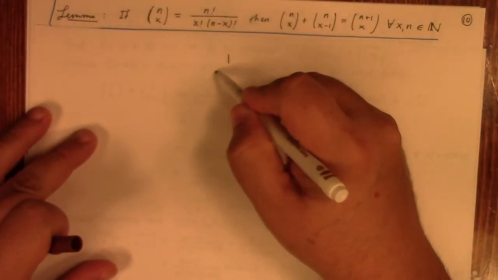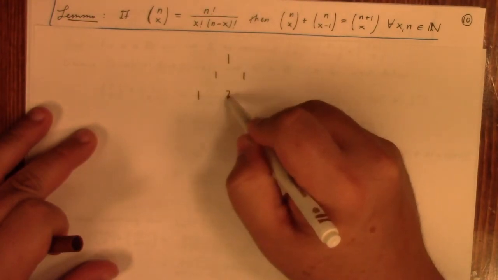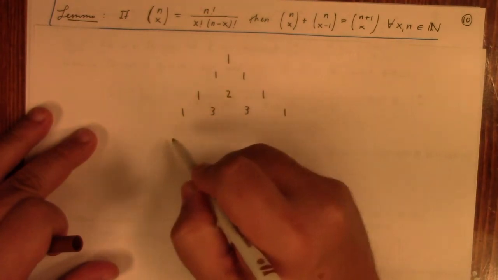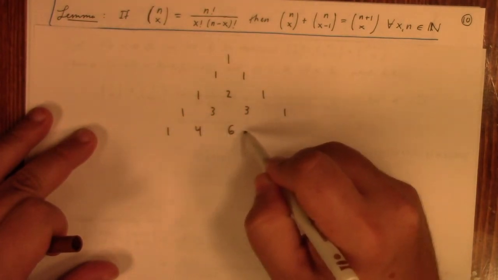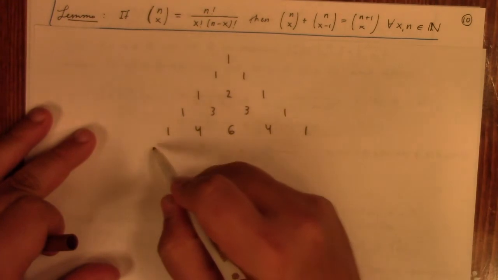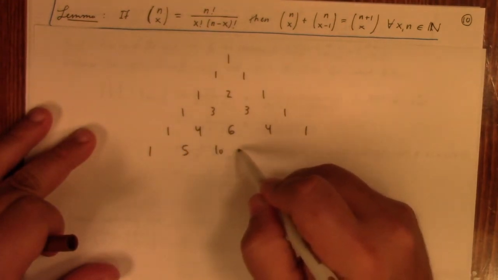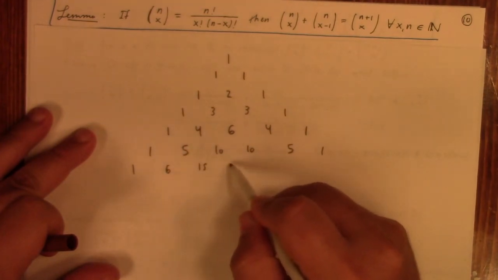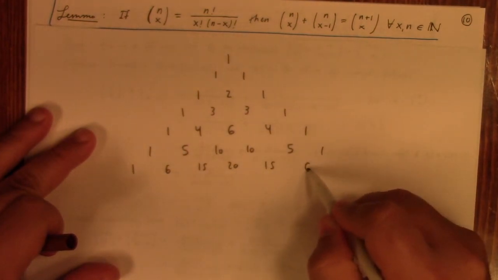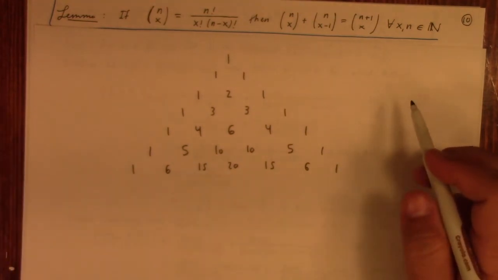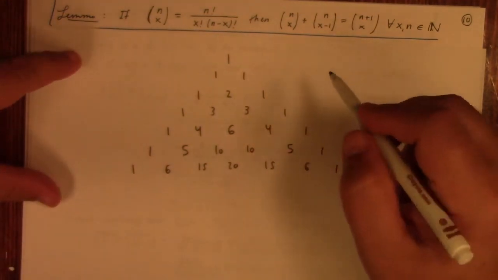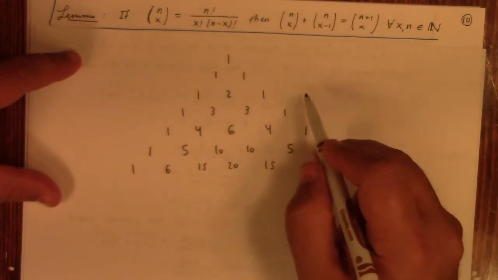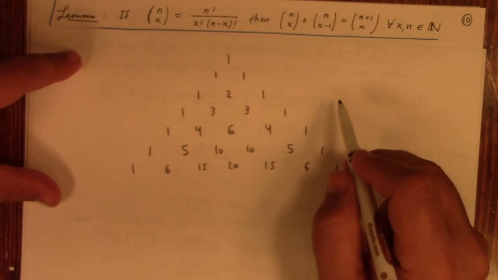So you have 1; 1, 1; 1, 2, 1; 1, 3, 3, 1; 1, 4, 6, 4, 1; 1, 5, 10, 10, 5, 1; 1, 6, 15, 20, 15, 6, 1. Perhaps by now you see the pattern. And so, essentially, let's see here.